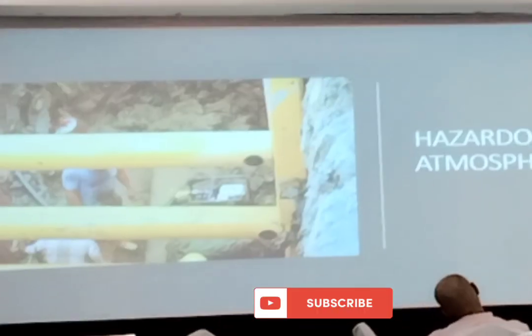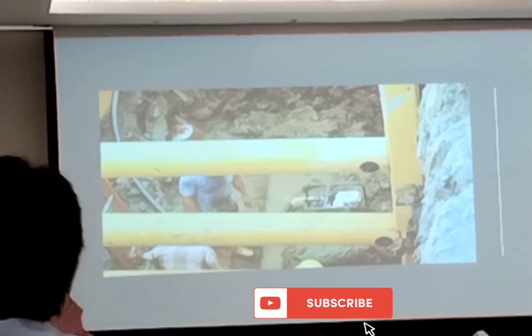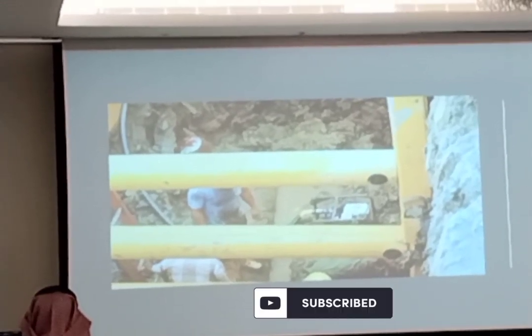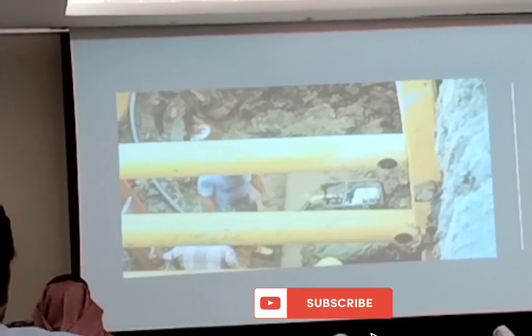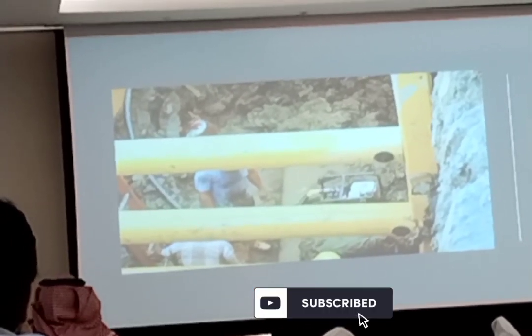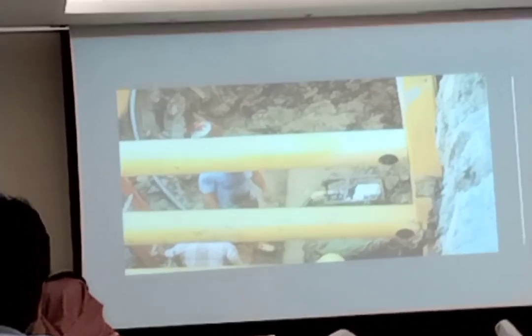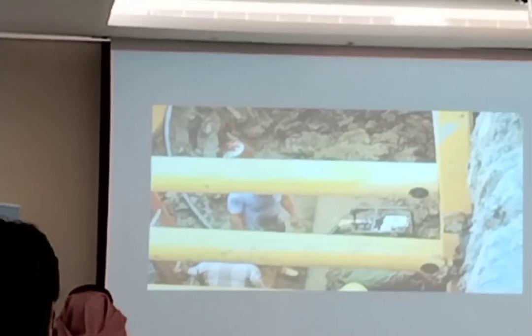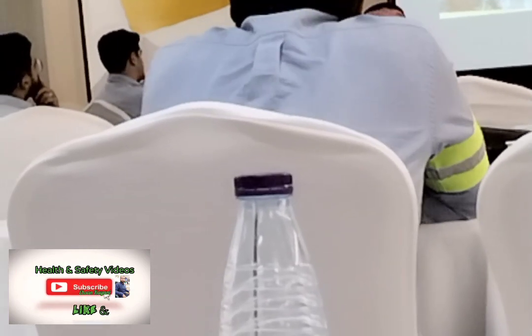This one. You have a problem in excavation. What is this? Water accumulation, right? It's a big problem in construction. But what happened? You put a dewatering pump inside the excavation. But what is the fuel used for running the dewatering pump? Diesel. So you are producing combustion. The byproduct is CO. Over a period of time, your oxygen will be replaced with CO.